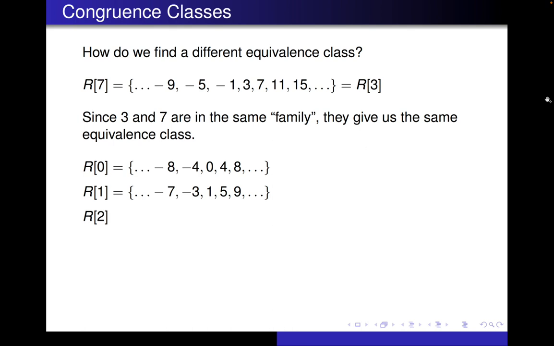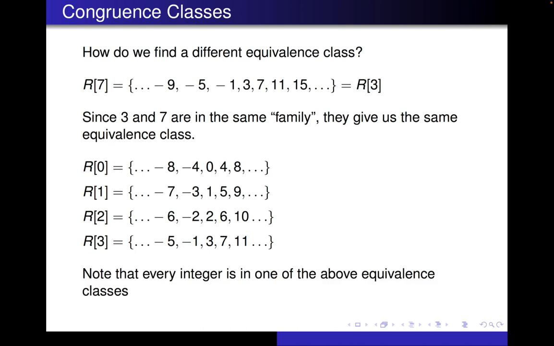And R of 2, we do the same thing. We take 2 and we add or subtract multiples of 4 to get various numbers. And then, I know we've already found R of 3, but I'm going to put that one in there too. And then the question is, okay, any more? And it turns out, no, there's not going to be any more because we've used up all the integers.